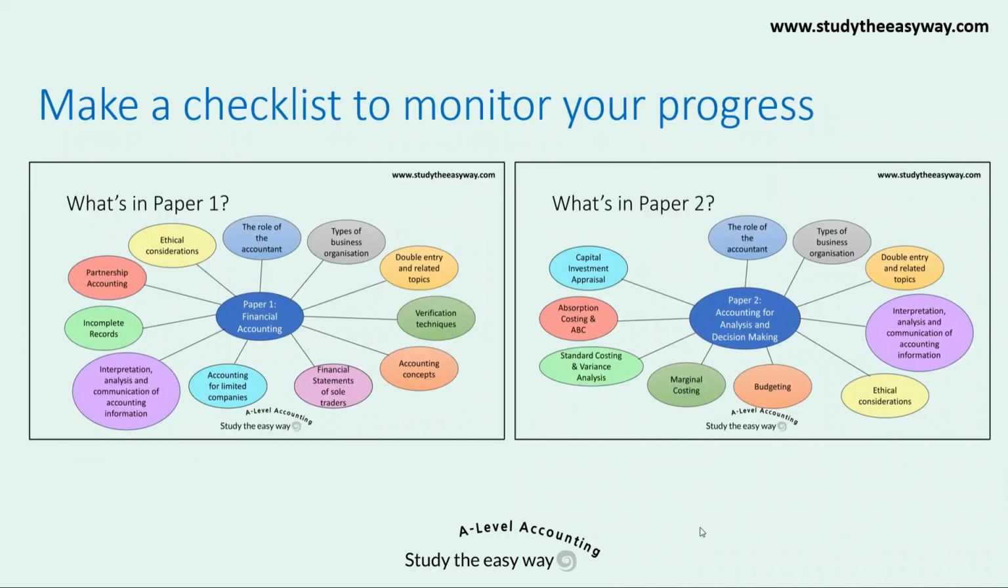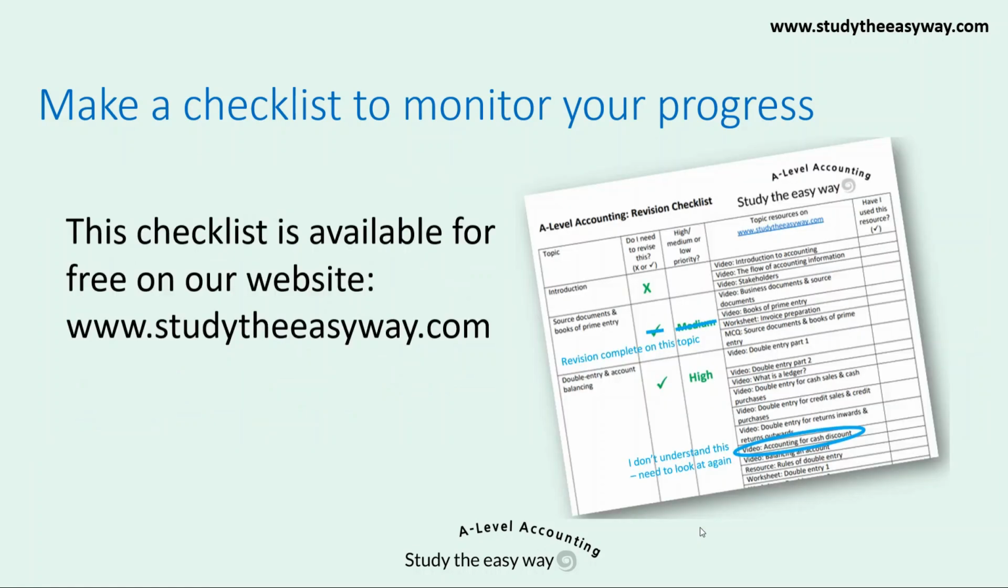As there's a lot to learn, you might find it helpful to prepare a checklist of the topics based on the content of this video. This can be used to help you to assess the progress that you're making through your revision. Alternatively, a checklist is available for free on our website, www.studytheeasyway.com. This can be printed out and used for you to note which topics need further attention. Please note that this checklist does not present the topics in the same order as on this video. Instead, they are in the order that you are likely to have learned them across years 12 and 13.